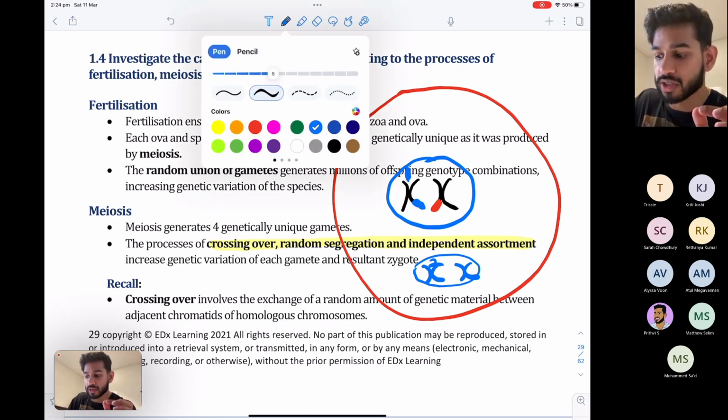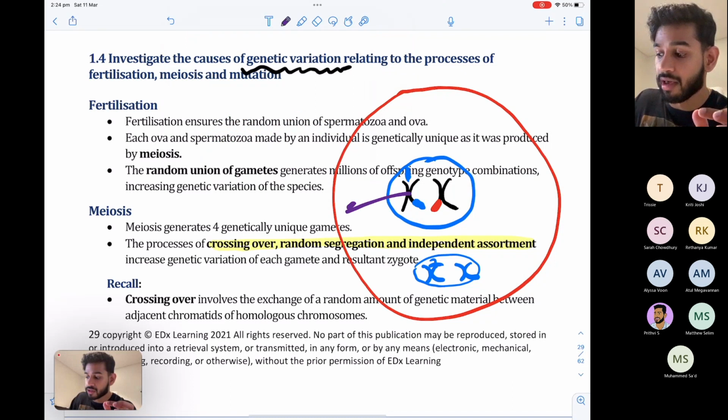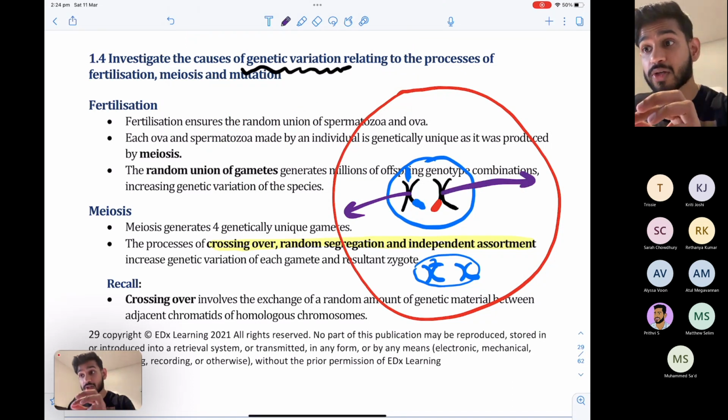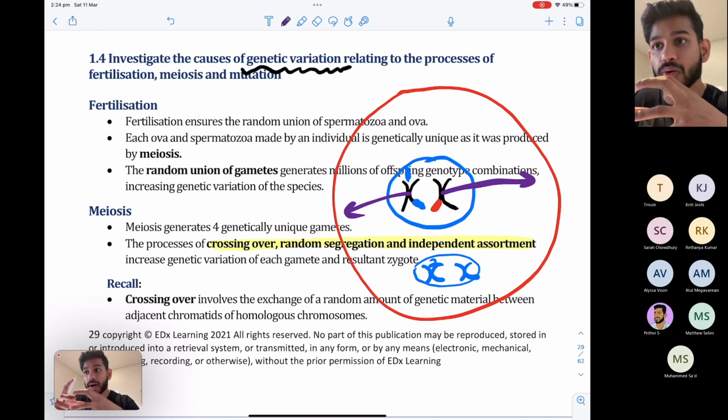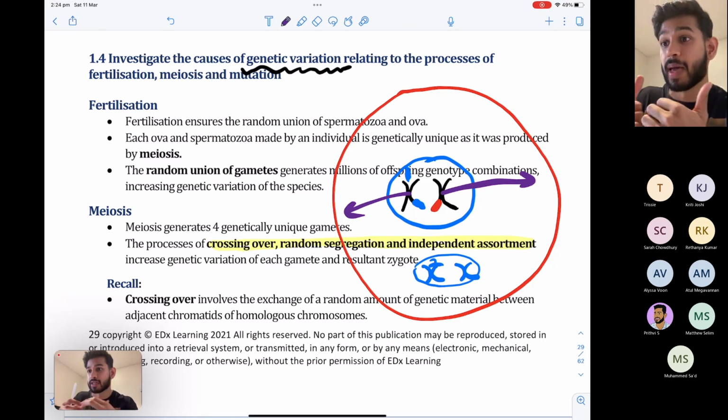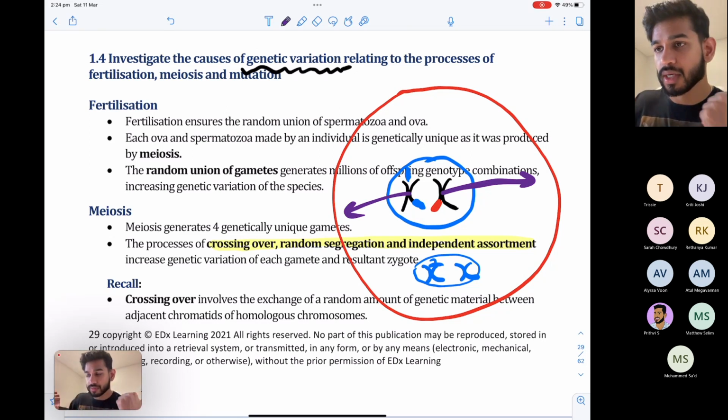According to random segregation, if chromosome 1 goes to the left, this other chromosome in the pair must go to the opposite direction. Their movement is actually dependent on one another because they're inside a bubble, they're inside their homologous pair, right? That's what random segregation is. Chromosomes in a homologous pair going to opposite ends.